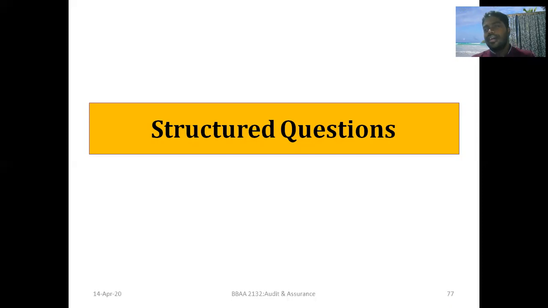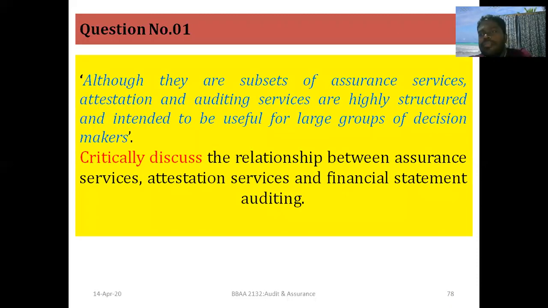You may know a lot of concepts or principles, whatever they are, but don't try to apply all of them in the exam paper. Examiners always expect the proper, exact answer for the questions. So here we can look at some structured type questions. This question has already come in your seniors' examination. Your seniors already faced these questions. If you know somebody, you can interview those people about what kind of questions, what kind of problems they faced in answering them.